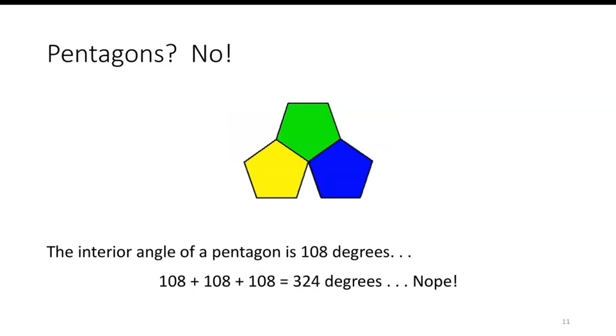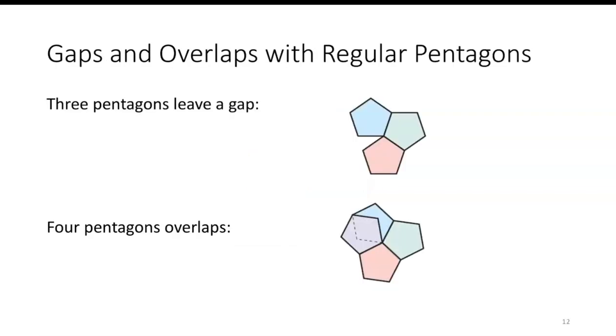Pentagon, looks like there's going to be a gap there. If I use 3 pentagons, there's a little bit of a gap. The interior angle of a pentagon is 108 degrees, and 108 plus 108 plus 108 is 324 degrees. That leaves a little bit left. You're not going completely around a circle. If I use 4, I'm going to end up with an overlap. So you can see that a regular pentagon does not tessellate.